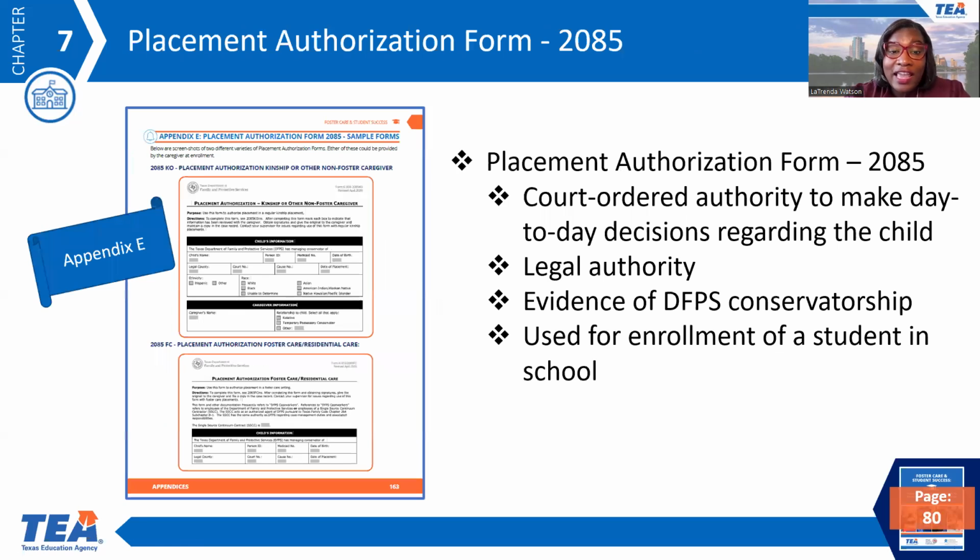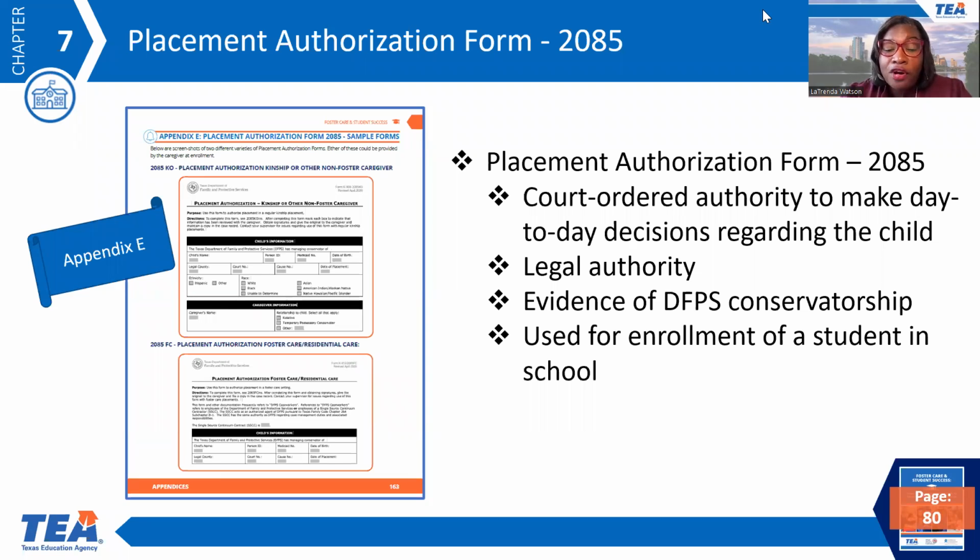Now let's look at the forms. Let's look at our placement authorization form, that 2085. The court ordered authority to make day-to-day decisions regarding a child to an individual, usually a caregiver, such as a foster parent. So this document gives the caregiver the authority to make day-to-day decisions for the student.